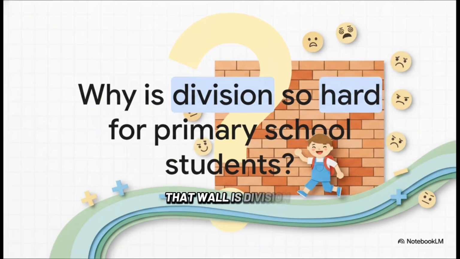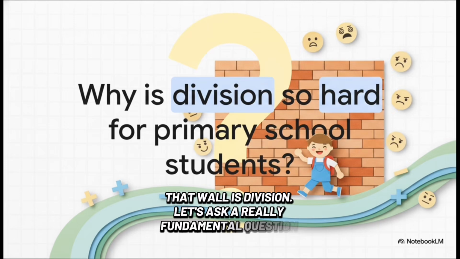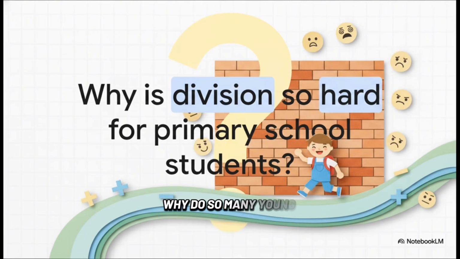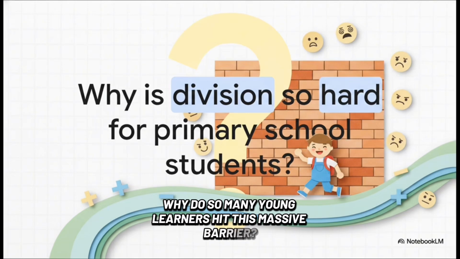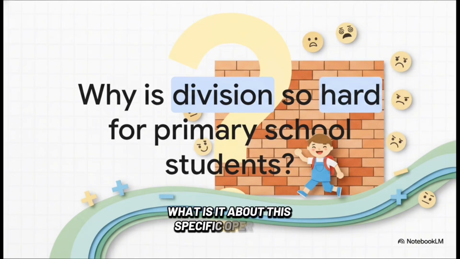That wall is division. Let's ask a really fundamental question here. Why do so many young learners hit this massive barrier? What is it about this specific operation that just completely spikes their anxiety?